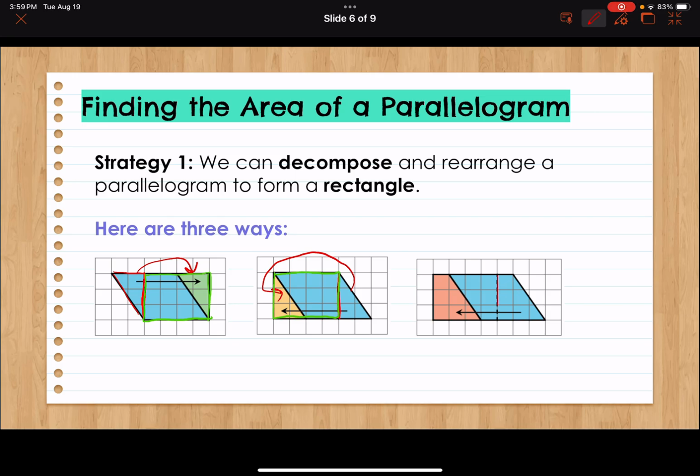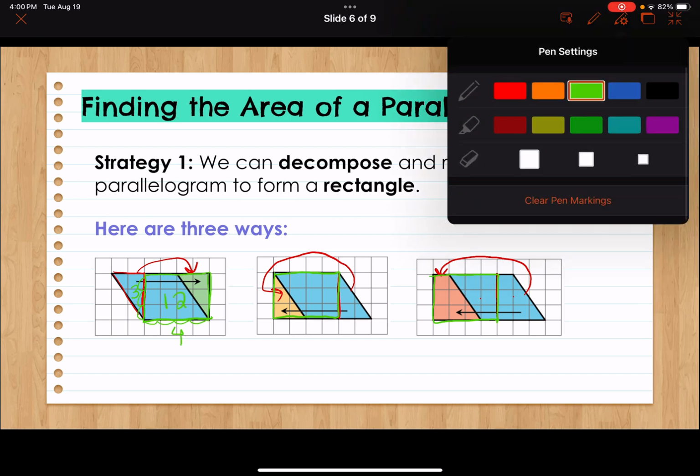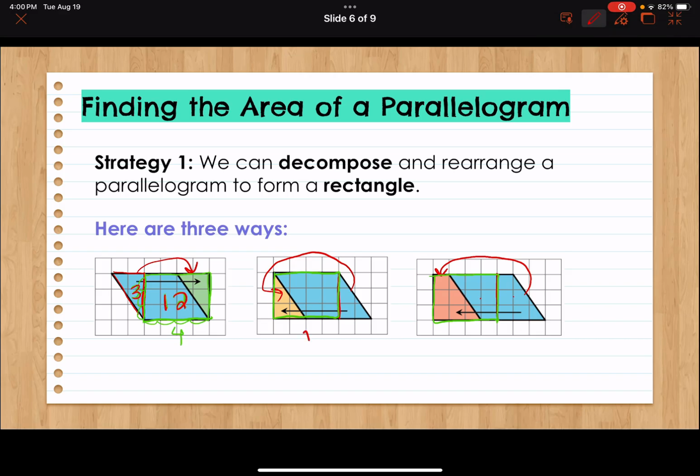Or you can cut it even in a funky way. They made 2 trapezoids here, and what they did was they moved this trapezoid over here and still created a rectangle. All of these rectangles are 3 by 4. So this is 1, 2, 3 units by 1, 2, 3, 4. And 3 times 4 is 12. And that is the case for all of these. These are all 3 by 4 rectangles. And 3 times 4 is 12. So the area of this parallelogram is 12 square units.